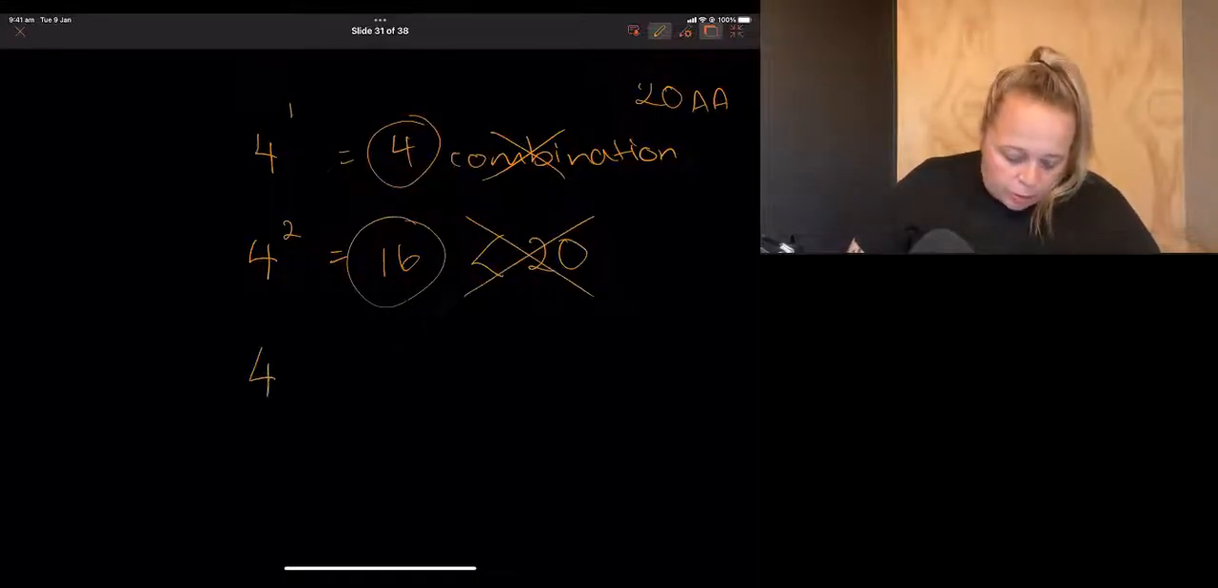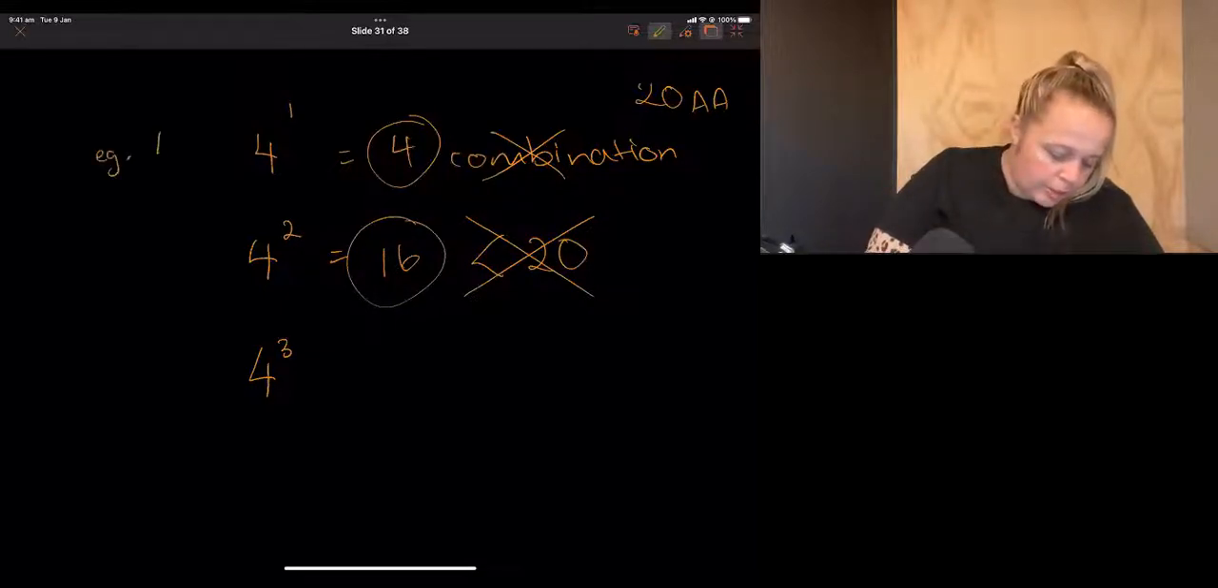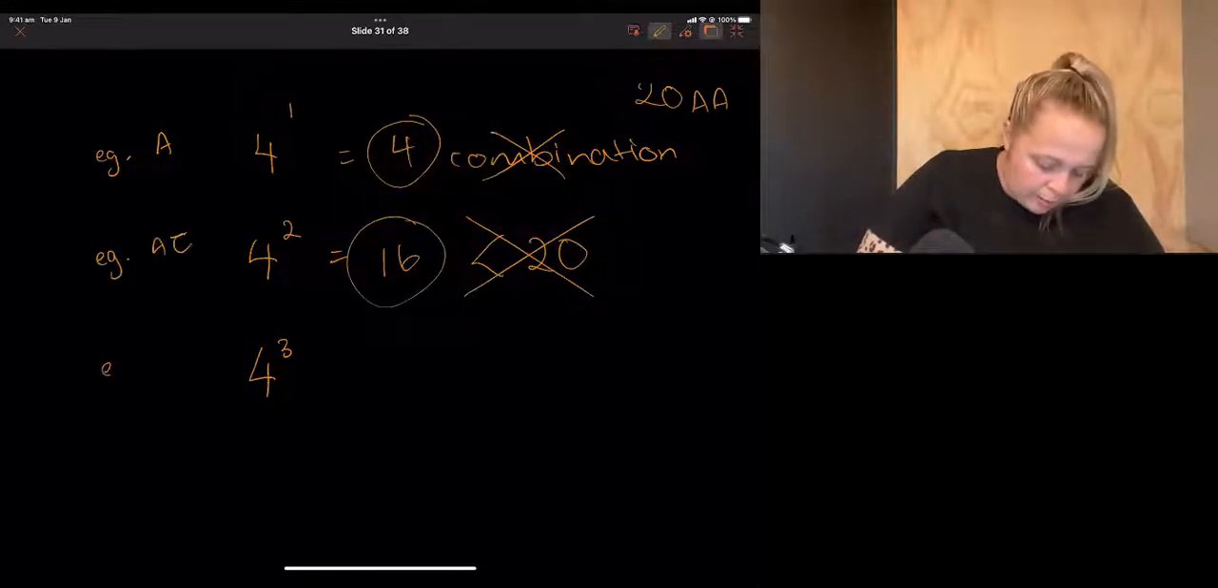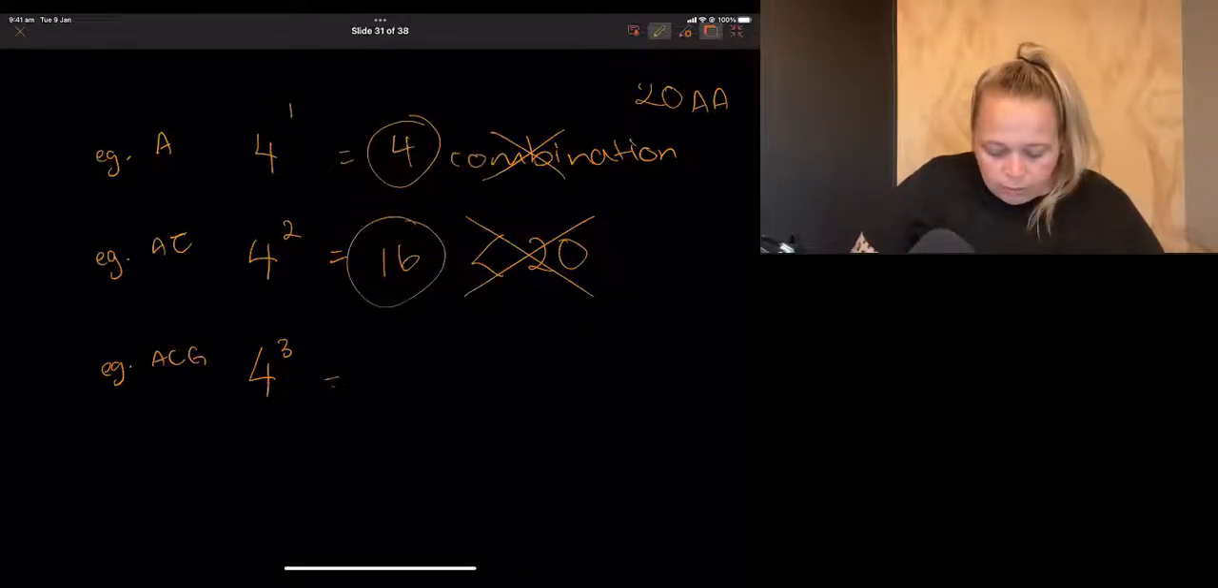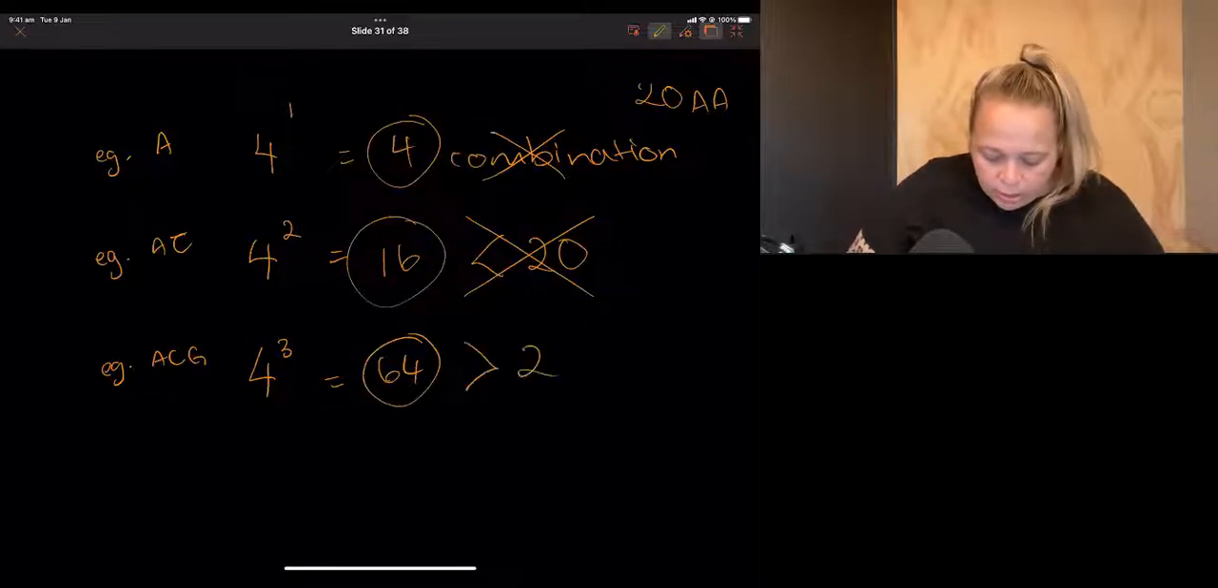So when we go 4 to the power of 3, which means, so this one would be e.g. just an A. This one would be e.g. a C. And then this one would be e.g. a C G. Yeah. When we go 4 to the power of 3, we end up with 64 combinations. That is greater than 20.